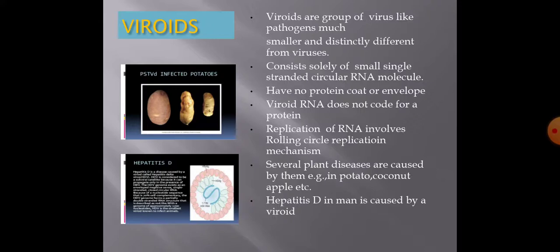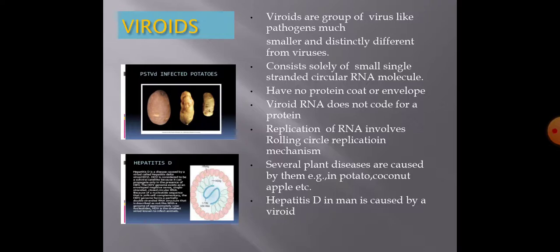Viroids are a group of virus-like pathogens, much smaller and distinctly different from viruses. They consist solely of small single-stranded circular RNA molecules. They have no protein coat or envelope. Viroid RNA does not code for a protein because they don't have a capsid, they don't have a covering. Replication of the RNA involves a special mechanism called rolling circle replication.